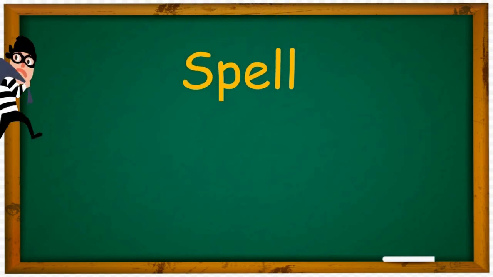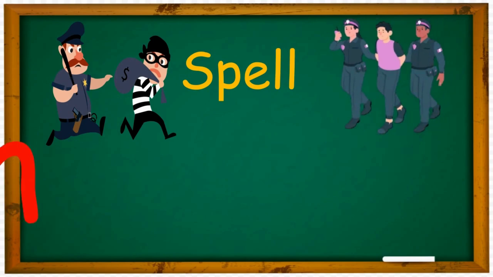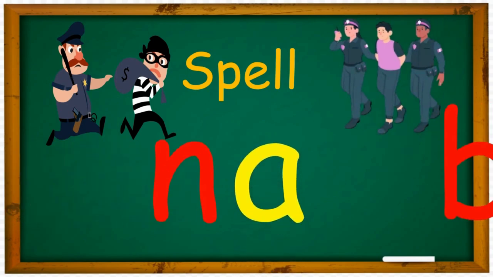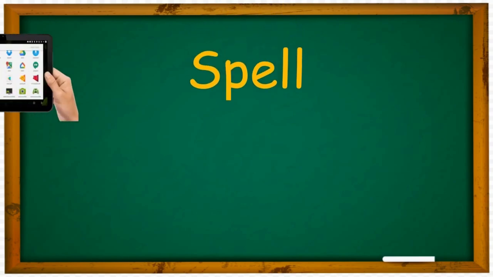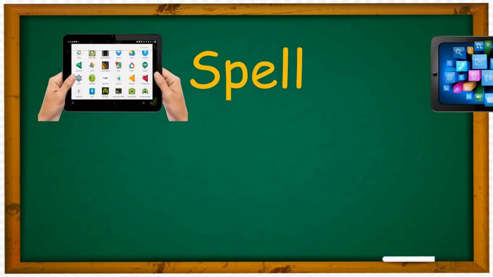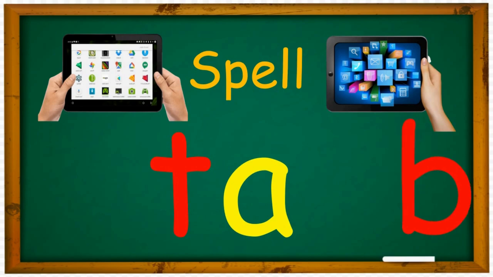Spell nab. Nab. N, A, B. Nab. Spell tab. Tab. T, A, B. Tab.